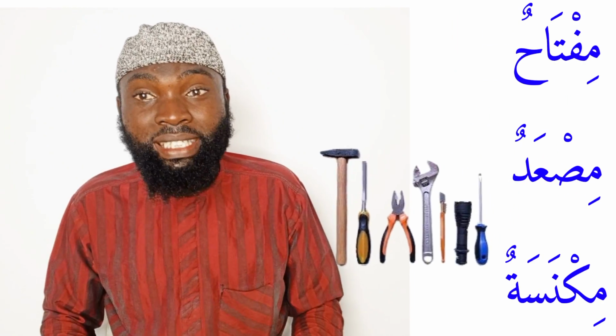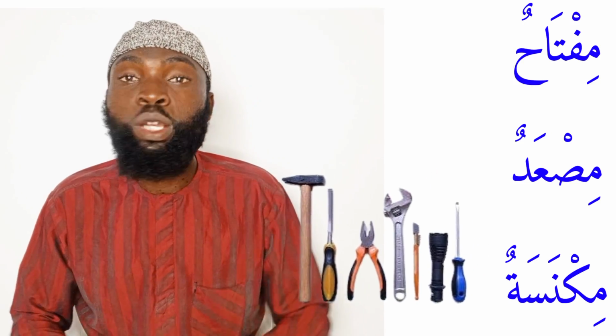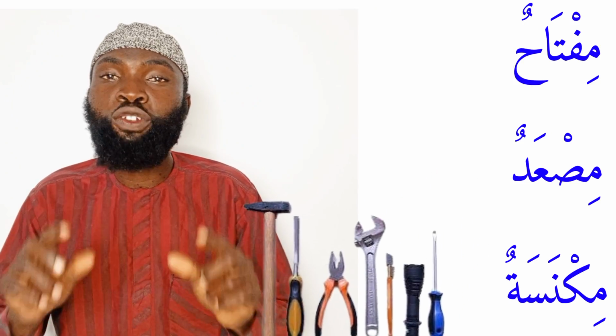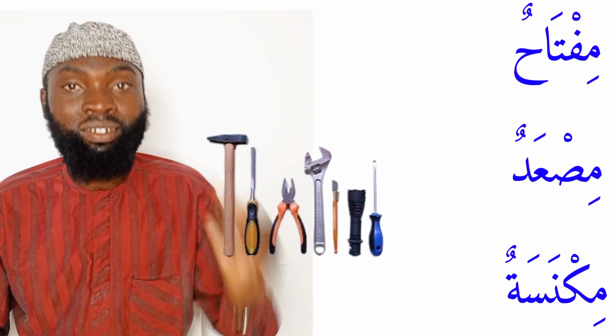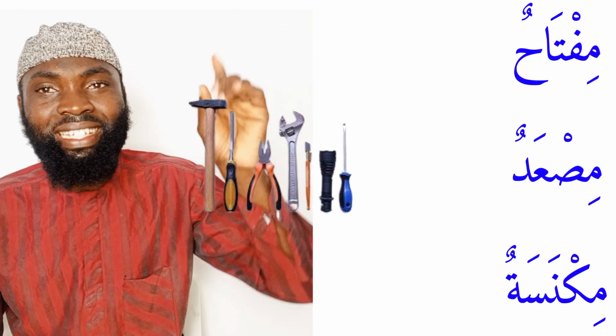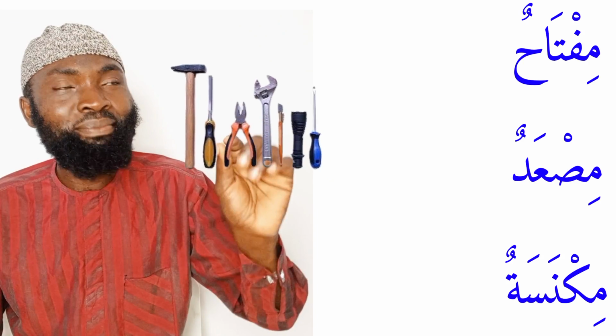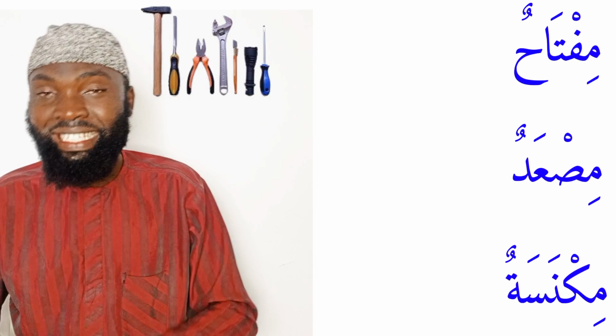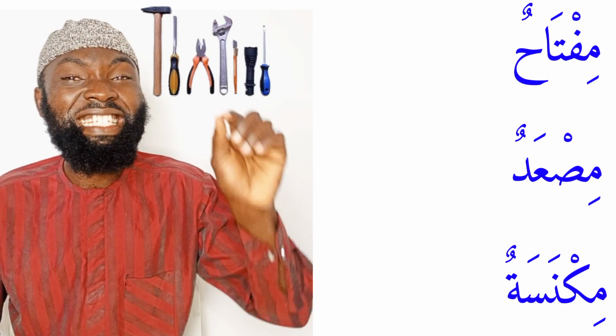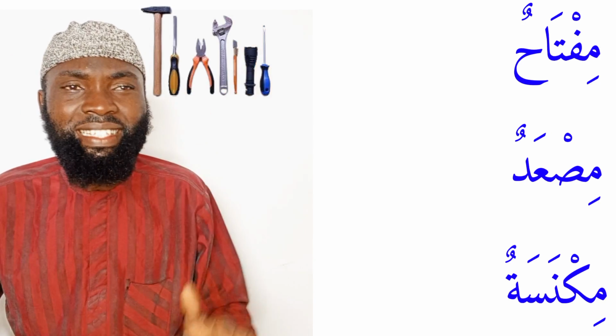You know, before anything, look at the words on the board. You all know that in the Arabic language, just as in other languages, we have names and nouns given to the tools which we use to perform one activity or the other. And on the board, we can see these three words. The first one, miftahun. The second, mis'adun. And lastly, miknasatun. These three are tools used to perform one activity or the other.